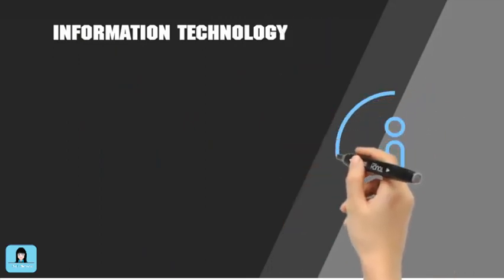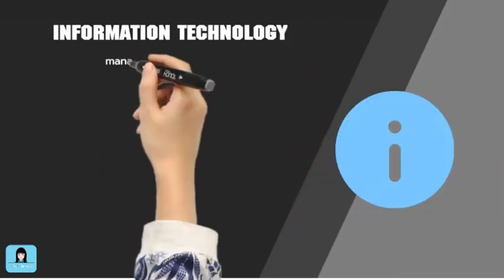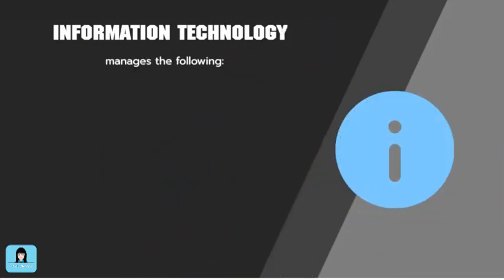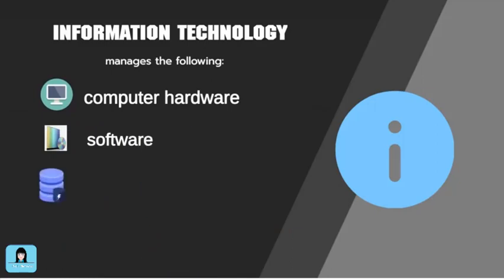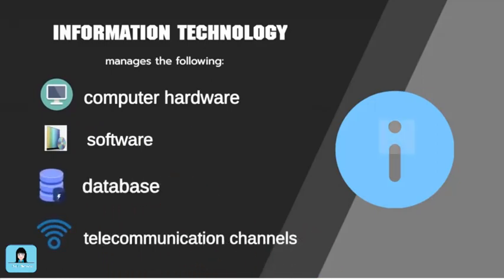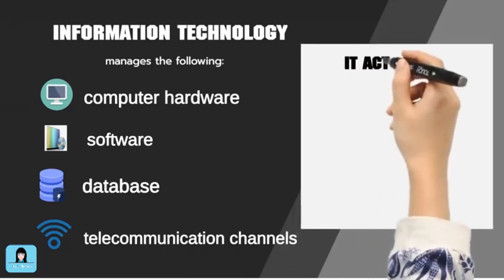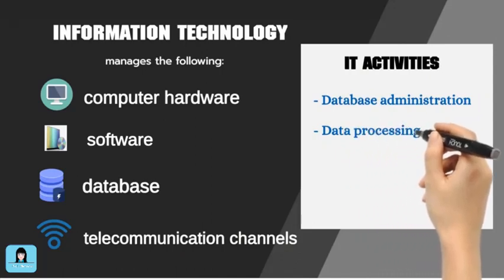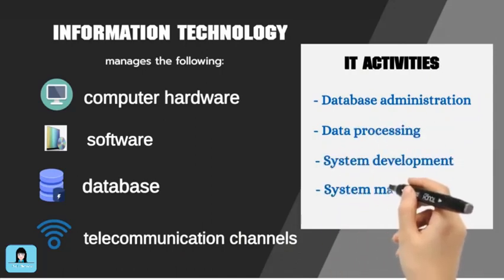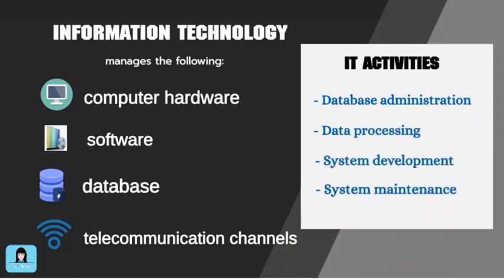Information technology is a business function associated with the information resource. It manages the computer technology used by the business, such as computer hardware, software, database, and telecommunication channels. Several activities are being done by the information technology, namely database administration, data processing, system development and maintenance.